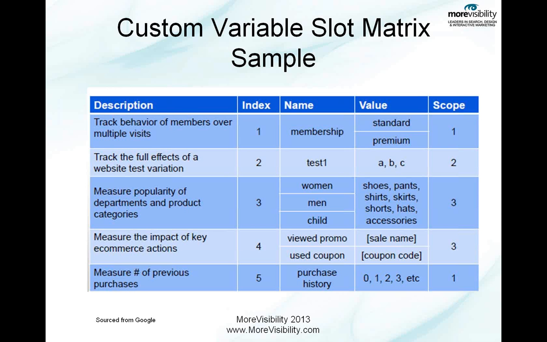So another common problem with custom variables, if you are using them, is that people aren't keeping track of what they're doing. It's very important that you keep a kind of slot matrix, so that everybody in the organization understands exactly what's happening, where you're using these 5 slots that you have available, what it is you're tracking, and what the scope of that is.